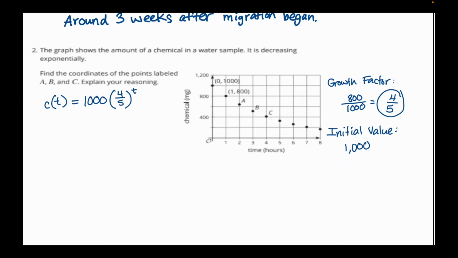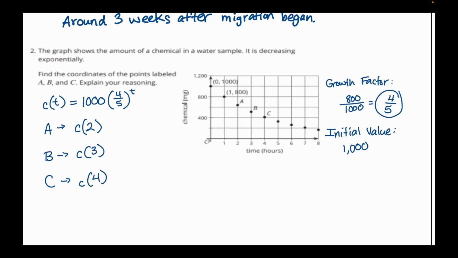So now I'm really looking for A, which is going to be the value at 2 hours, B, which is the value at 3 hours, and C, capital C, sorry, I realized I didn't make that C look different than the little c that I'm using for the function, after 4 hours.